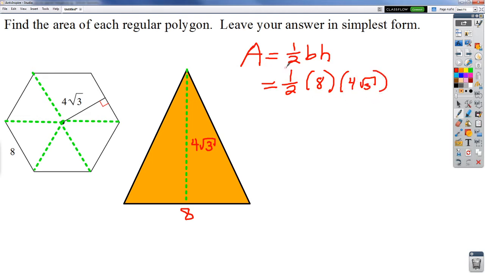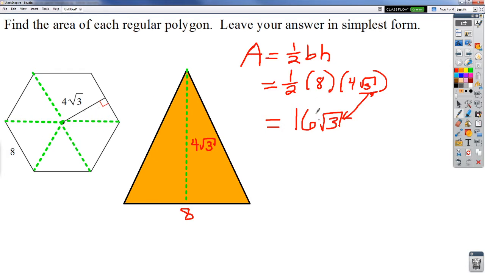Just like that, and then we're going to multiply all these numbers together, leave the radical 3 alone. It didn't do anything to you, just let it be there. 1/2 times 8 times 4. When we do that in the calculator, or in your brain or whatever, you end up with 16. And again, that radical 3 just comes right down here with it. Put it right there. So this is one triangle. This 16 radical 3 represents one triangle out of the 6.